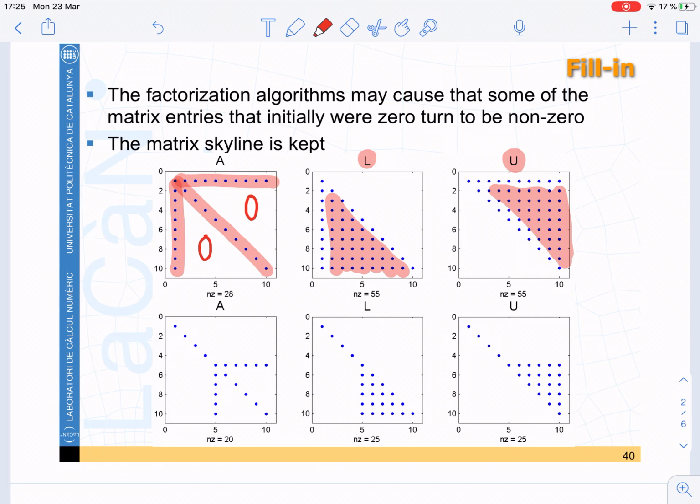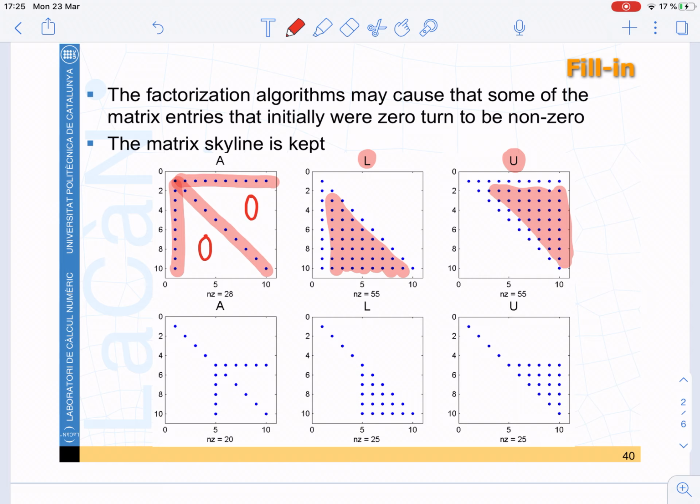This, of course, has a negative impact on the computational cost because we need to first compute, second store these fill-in entries, these new non-zero entries, and then take them into account in the two substitutions, in the forward substitution with matrix L and the backward substitution with matrix U. Okay. This fill-in process has some rules.